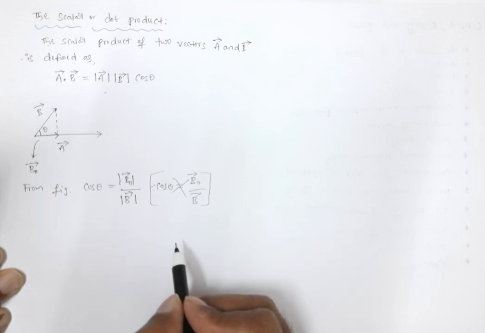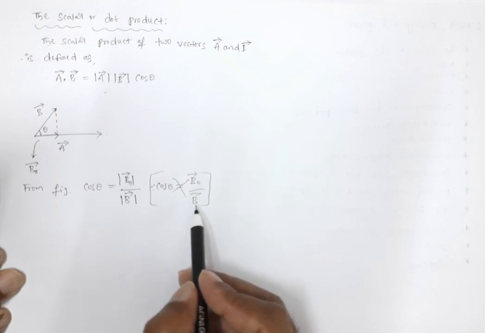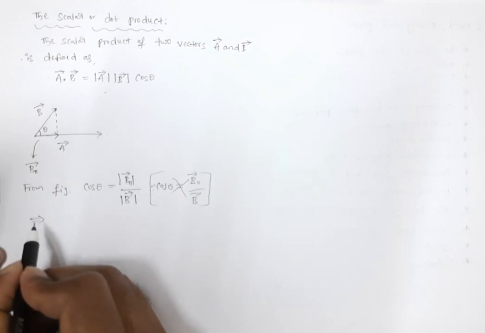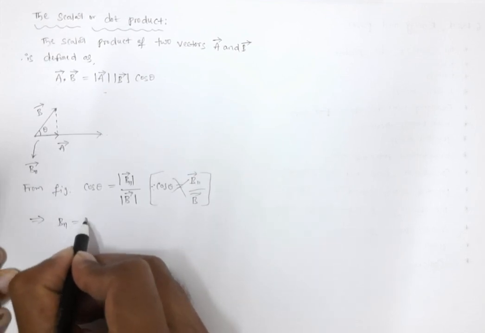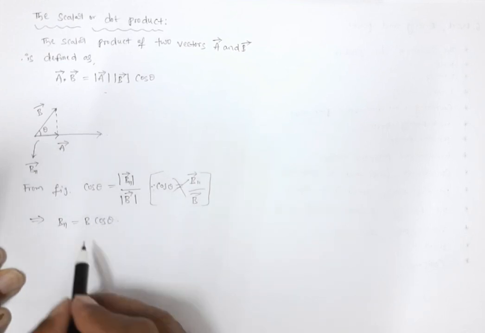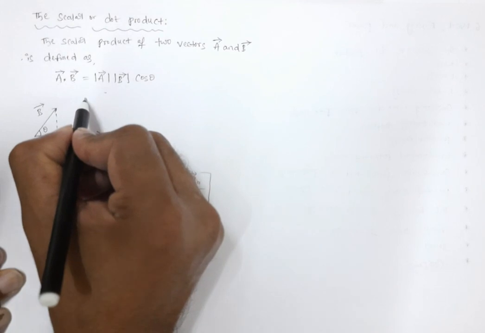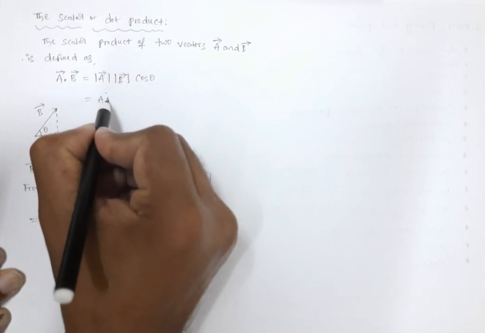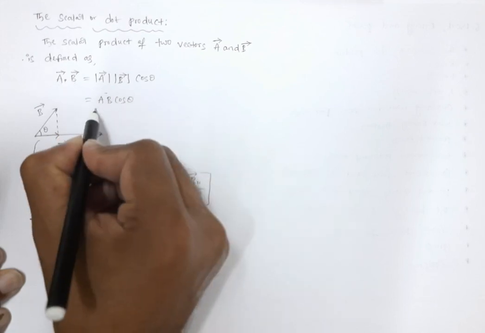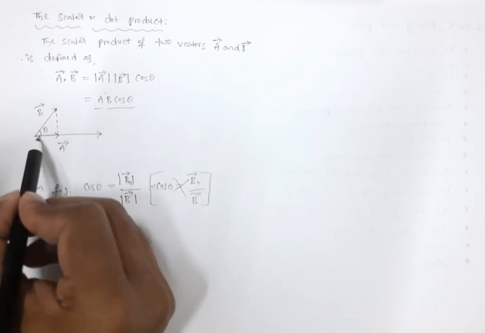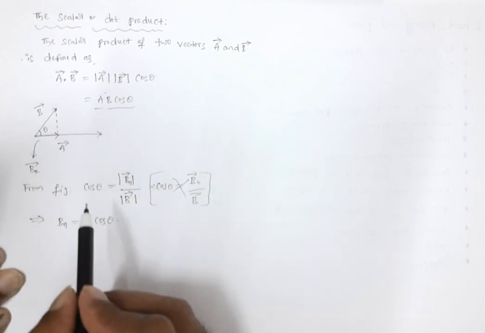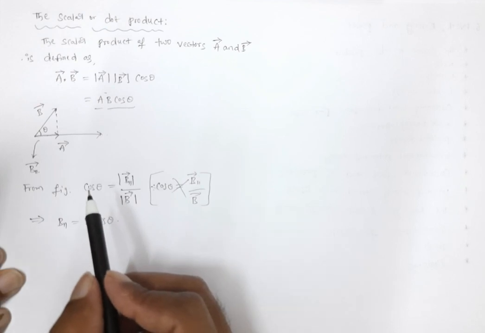Vector addition is defined, subtraction is defined, multiplication is also defined, in two ways, dot product and cross product. But vector division is not defined. Now here what do we write? B parallel is equal to B cos theta. And this equation can we write like this? A into B cos theta. Here A is from here to here, and what is B cos theta? This one only, right? That is B parallel. That means, what is the dot product? Dot product is nothing but the product of parallel components.